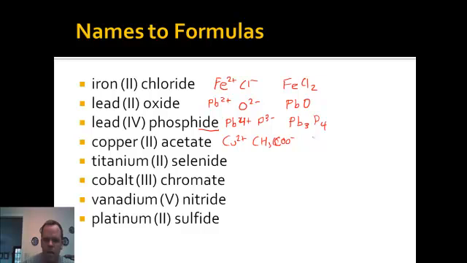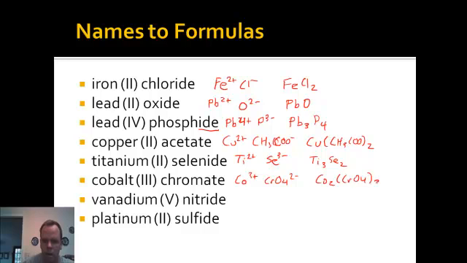Copper 2 acetate, Cu2 plus, CH3COO minus. So Cu(CH3COO)2. Titanium 2 selenide. So selenium is 2 minus, Ti3Se2. Cobalt 3 chromate, cobalt 3 plus, chromate CrO4 2 minus, Co2(CrO4)3.